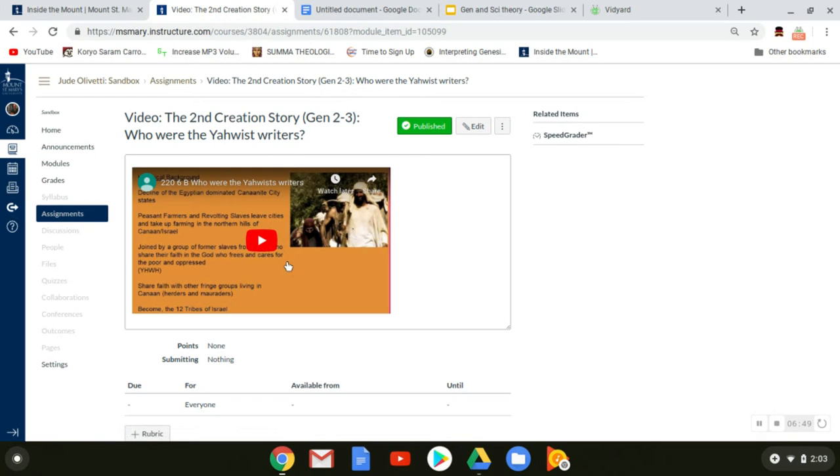Now, don't do like some students have done in the past and just come in here and look at this and say, oh, look, here's a video. Who are the Yahwist writers? Oh, look, it says right here, they were peasant farmers. Like, okay, no, that is a description of the people who became the 12 tribes of Israel, who in their 6th, 7th generation produced the J writers. They were the royal scribes in the court.